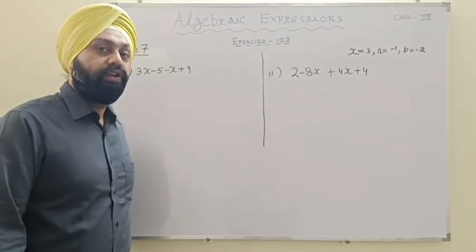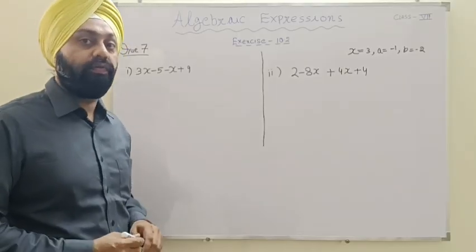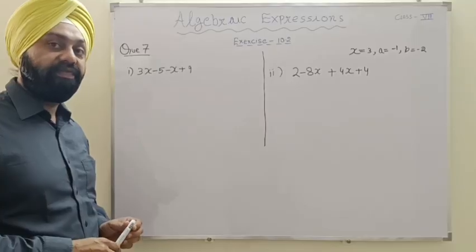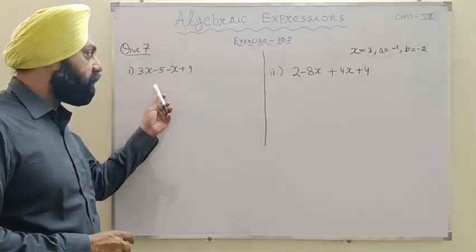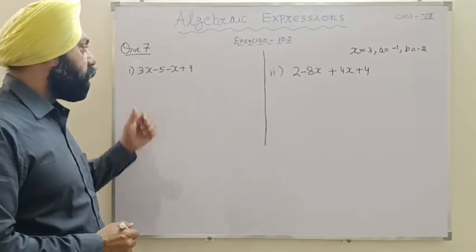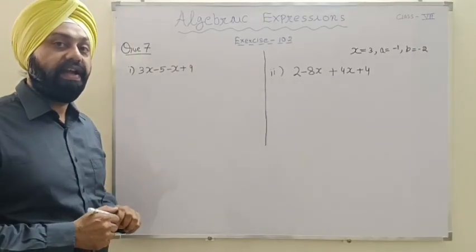So today we will be continuing with algebraic expressions, exercise 10.2, remaining questions from 7 onwards. Again in question number 7, first part, you have to simplify as well as find the value of this expression for the given values of x, a and b. So first of all, the very first step is to simplify this expression by combining the like terms.